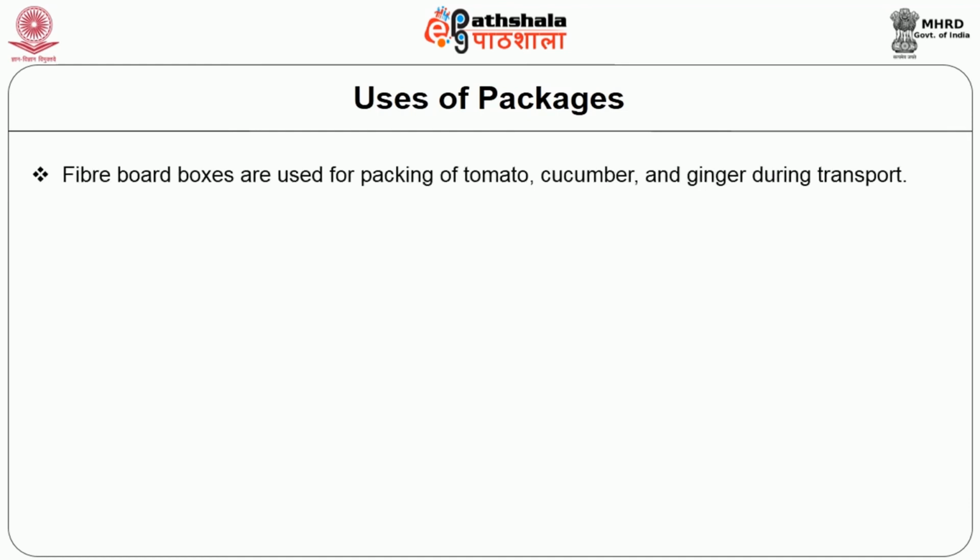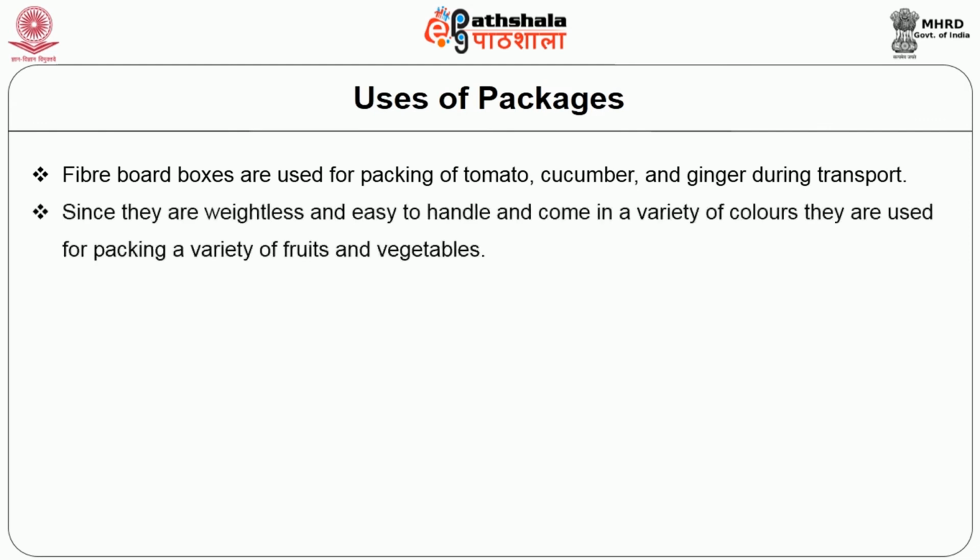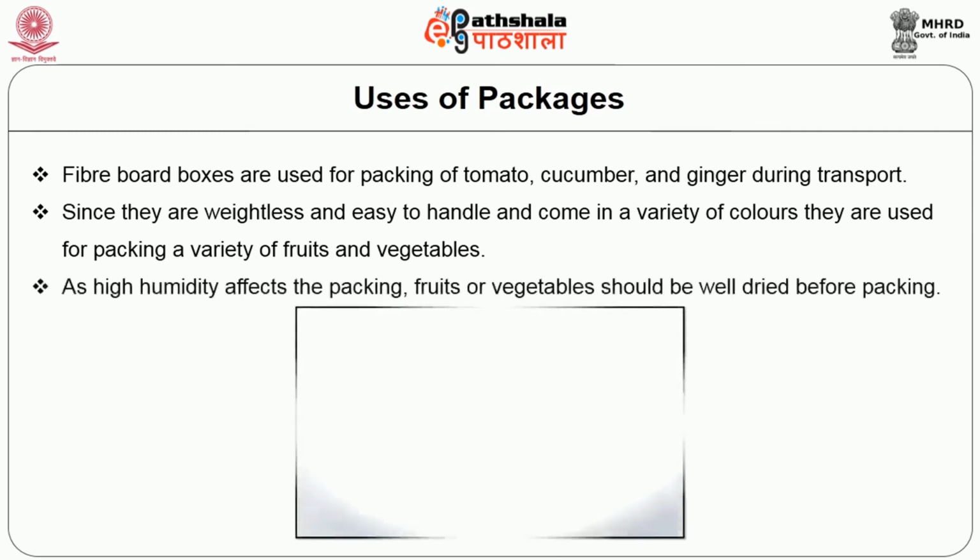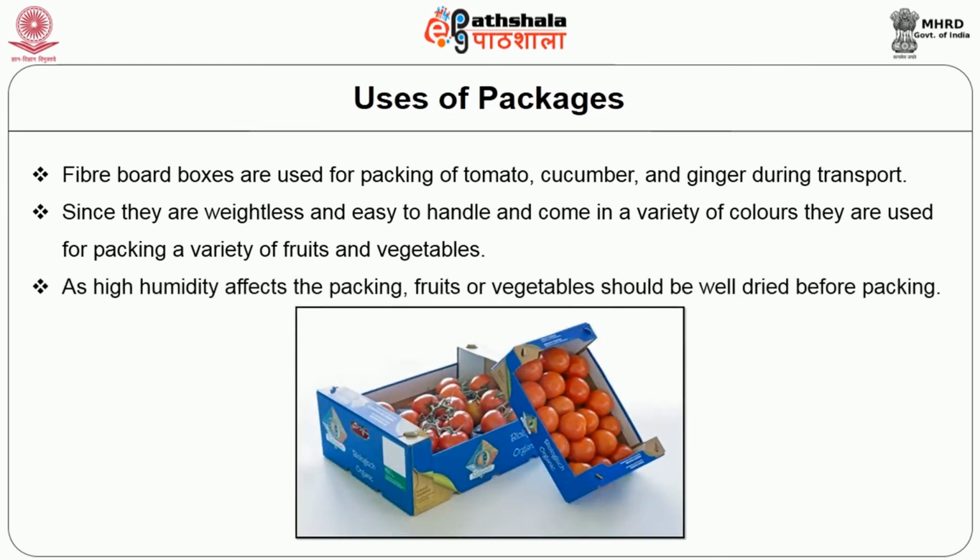Fiberboard boxes are used for packing of tomato, cucumber, and ginger during transport. Since they are weightless and easy to handle, they come in a variety of colors, and they are also used for packing a variety of fruits and vegetables. As high humidity affects the packing, fruits or vegetables should be well dried before this type of packaging is done.